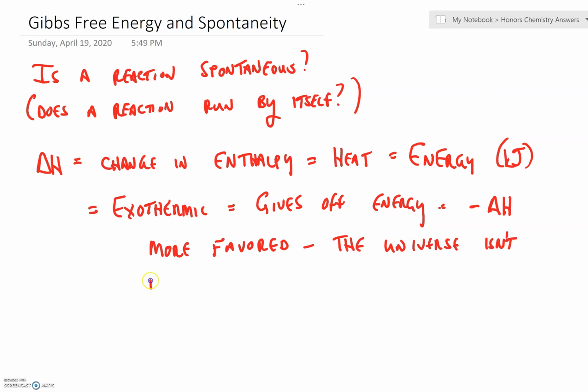The universe isn't into, for example, stuff rolling uphill. It's a good example of a reaction that requires energy. The universe is much more in favor of reactions that give off energy. So the universe likes reactions with a negative delta H, losing heat, giving off heat. All right?